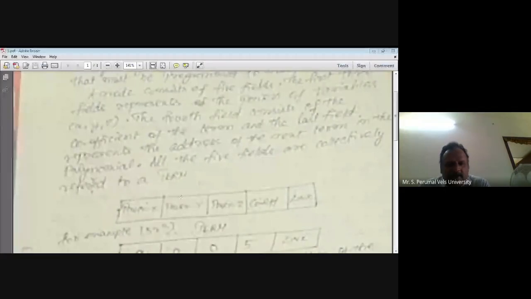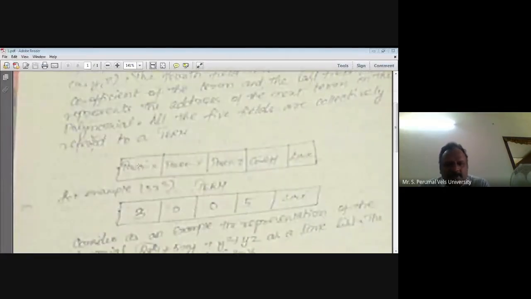What is in the linked list? You say that a list consists of the node and the link part. That is the main thing: a list consists of node and the link part. This node is divided into 5 fields. The first field is taken with the power value of x, second value with y, third value is z, fourth value is the coefficient value, and the last part is the link part for the next node. So this is how it is to be carried out.